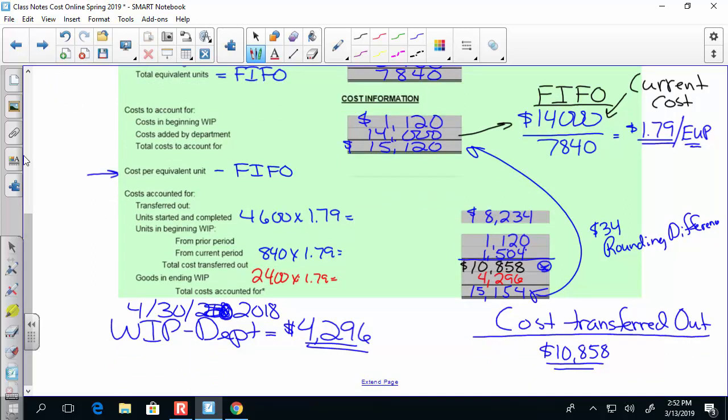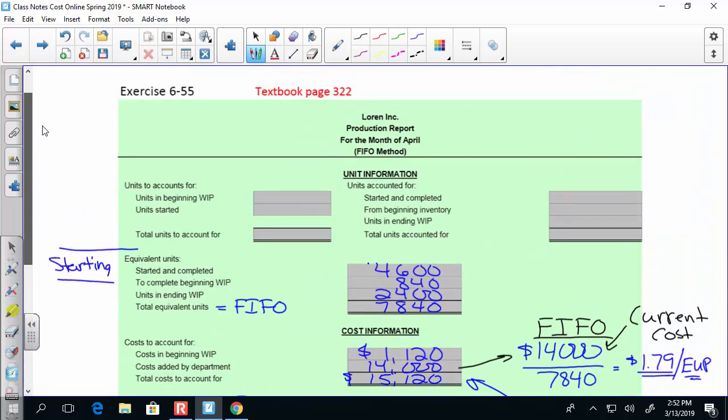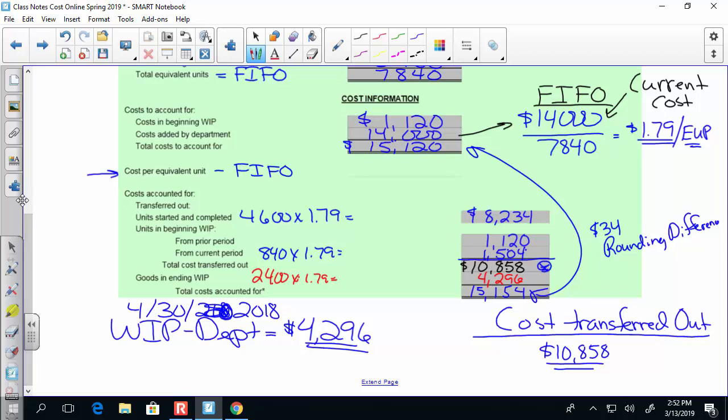So in reality, I transferred out a total of $10,858. What do I have left? $4,296 left in ending work in process for this department. It doesn't say what department we're in, but whatever this department is, that's what remains. Again, reconciliation, I'm off about $34 because my cost per equivalent unit here is a rounded number. So you will see that in quite a few of your problems, and therefore the reconciliation isn't going to come out exact.